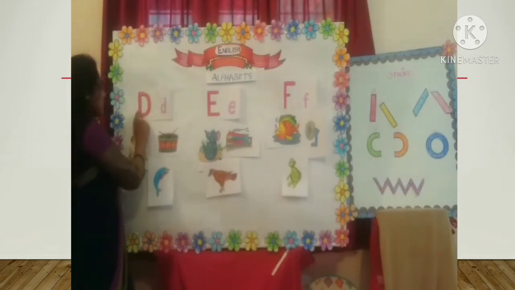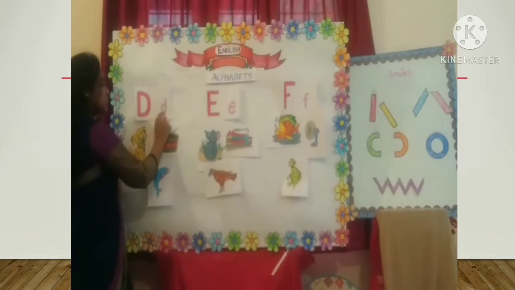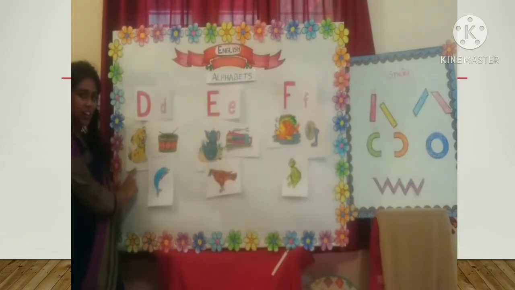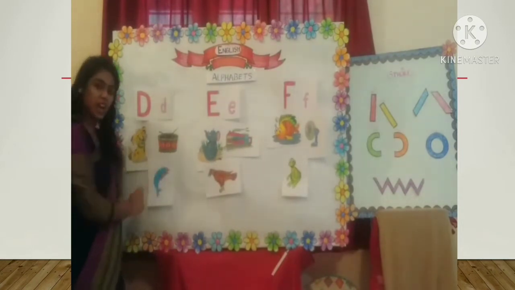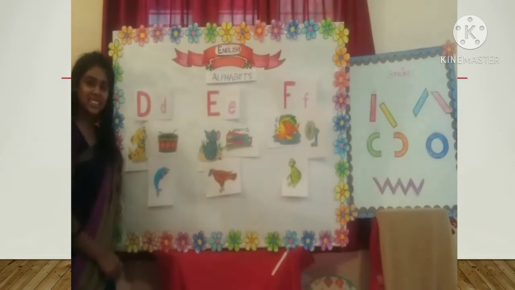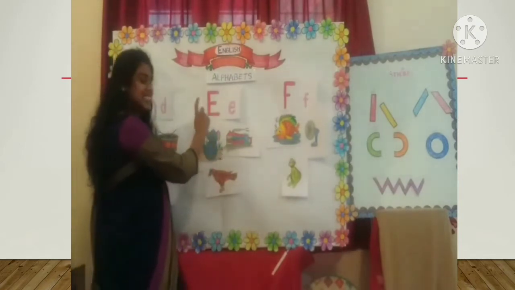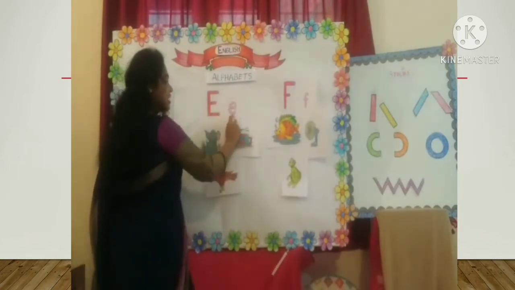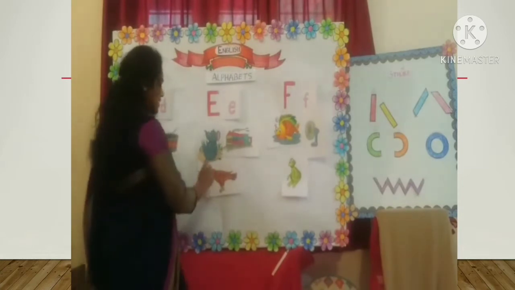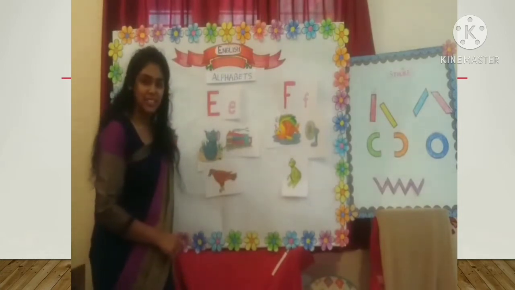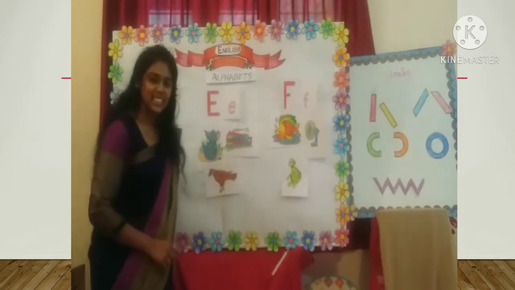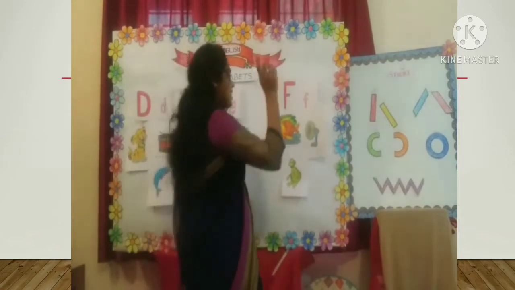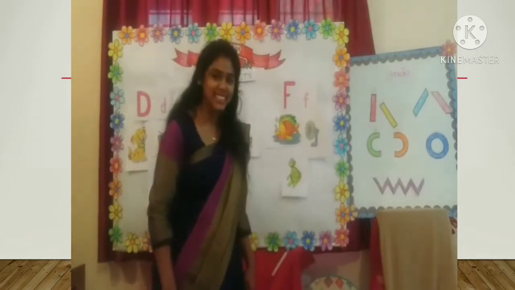This is capital letter D and small letter D. D for dog. D for drum. D for dolphin. And next, this is capital letter E. And this is small letter E. E for elephant. E for engine. E for eagle. And next, this is, any guess?